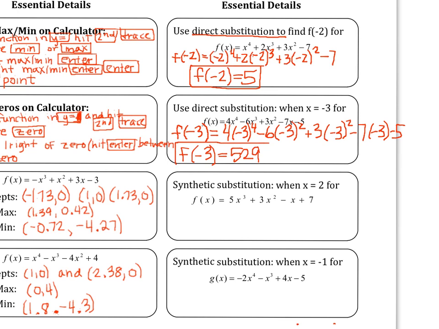Don't try and simplify that piece by piece. Just put it all into your calculator at once. I tend to see mistakes when students try and do that one piece at a time. So just put it all right into your calculator and you should get 529.